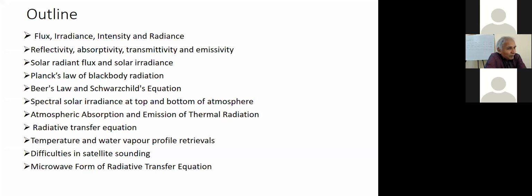And then I will mention again very briefly the microwave form of the radiative transfer equation and how we retrieve temperature profiles using the microwave part of the electromagnetic spectrum. And what are the advantages and disadvantages, if any, of using microwave radiation vis-a-vis the thermal radiation.